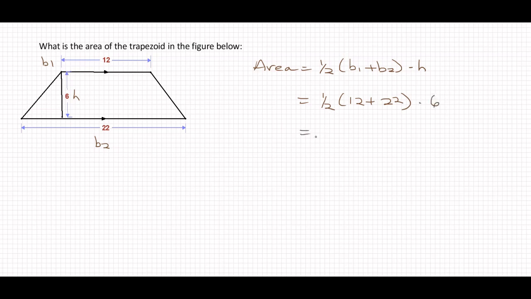So I can go this way. 1/2, 12 plus 22 is 34 multiplied by 6. So we have 1/2 and 6, that's 3. So 34 multiplied by 3, which is going to give us 102.